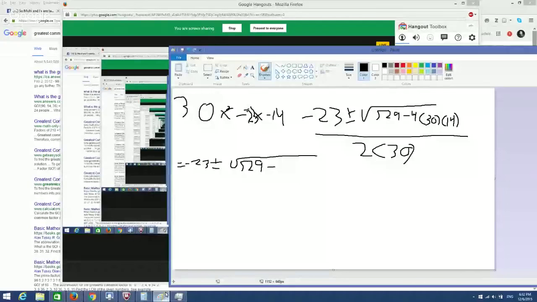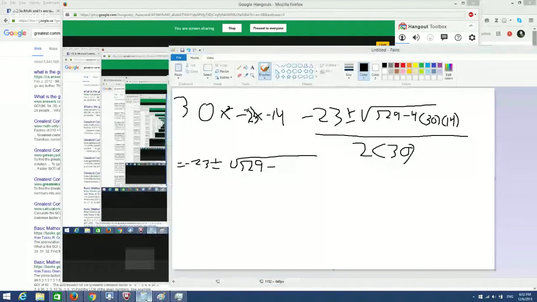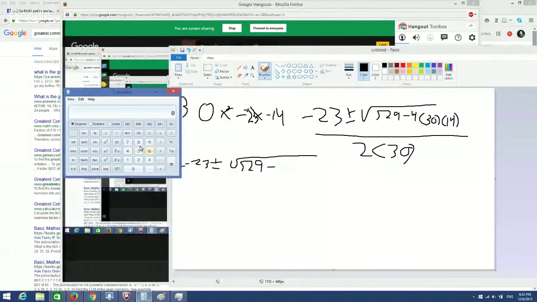Okay, so let's try this again. 529 minus. Where was I? 529 minus 4 times 30 times 14 times 14. Yeah, this is not going to work. For some reason, I either screwed this up or... Oh, I know what I did wrong.